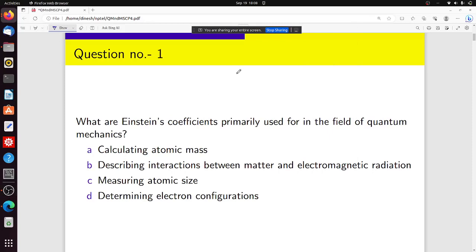Okay, so the first question is, what are the Einstein coefficients primarily used for in the field of quantum mechanics? I want it to be interactive, so you can answer the question. Four options are given. You read this and give me an answer.